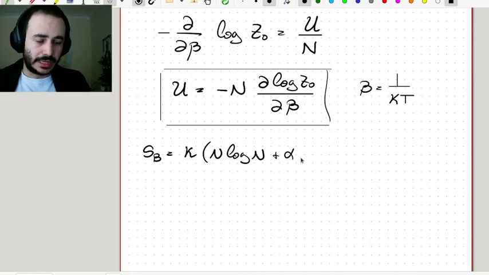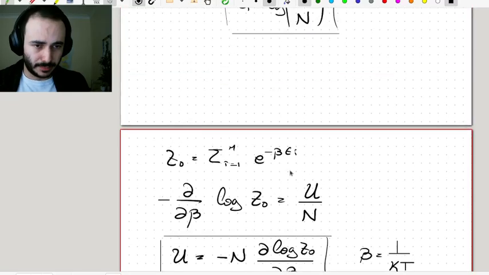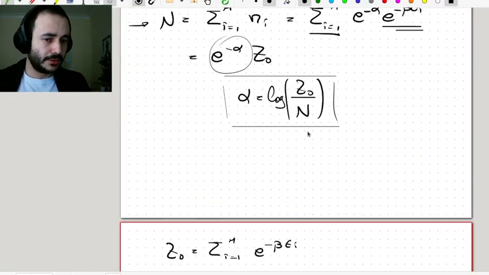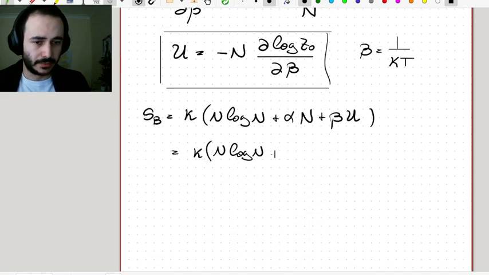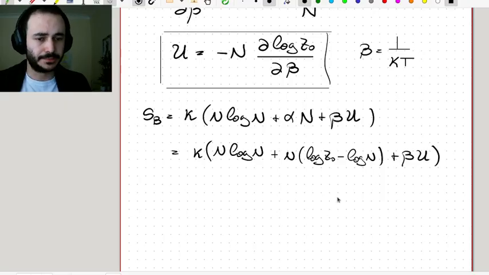Then it was alpha times n, and then it was beta times u. Okay, so let's just write out what each of these things is. This is n logarithm of n. Alpha. What is alpha? Remember what we just said. Alpha is the logarithm of z0 minus the logarithm of n. So what we have here is n times the logarithm of z0 minus the logarithm of n, and here is plus beta, the internal energy. So this guy will go with this one.